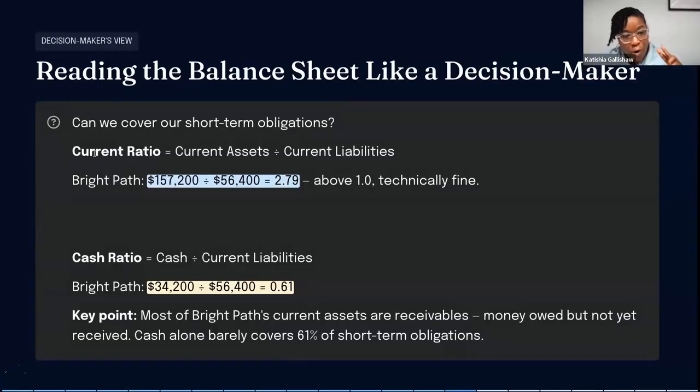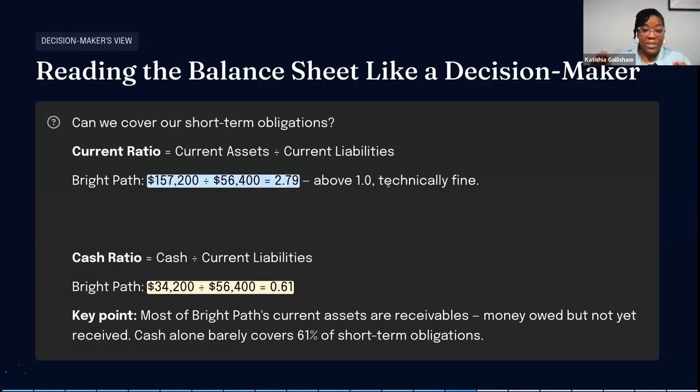Two of them are current ratio and cash ratio. Current ratio is taking those current assets and dividing them by the current liabilities. So the current assets, those things that are due within 1 year, dividing it by what you have to pay others within 1 year. And so for BrightPath, current assets is 157.2 divided by current liabilities of 56,004. That ratio gives us 2.79, which is excellent.